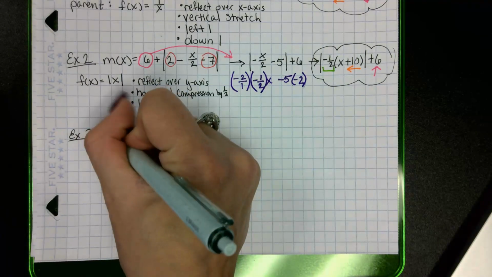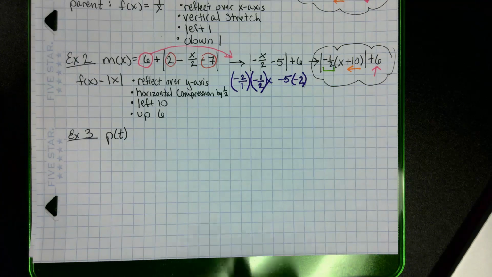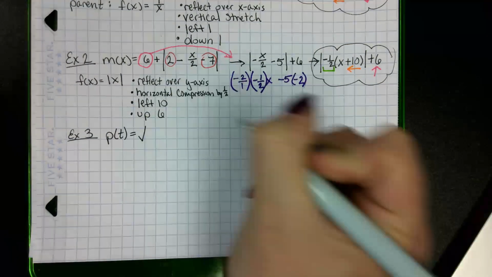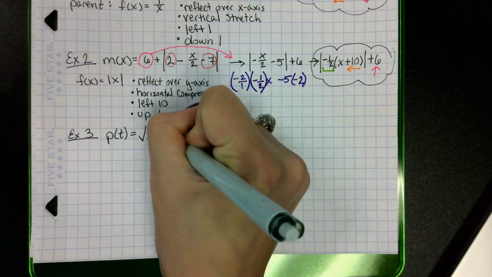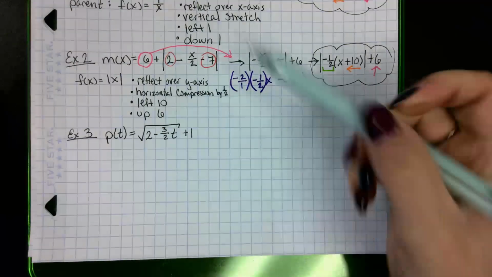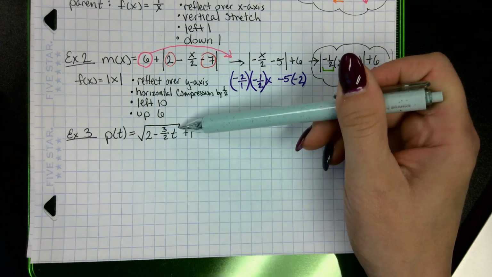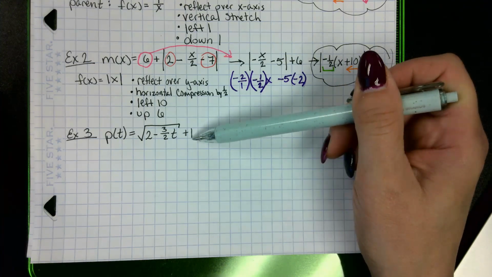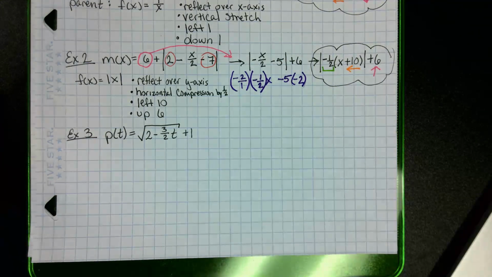P of t, so this time the x is a t, it doesn't matter, it's just another variable, equals the square root of 2 minus 3 over 2t, plus 1. Also, I put a little tail on my square root radical to show that I'm done with the square root, and then this is outside. So I don't accidentally end up having the plus 1 as I'm halfway through a problem, have the plus 1 under the radical when it wasn't supposed to be there. So that's what this little tail is for.